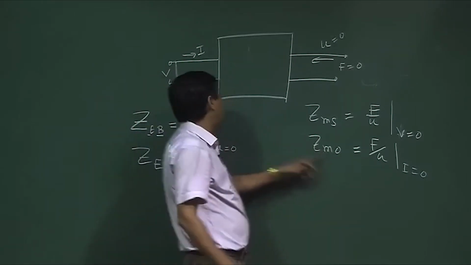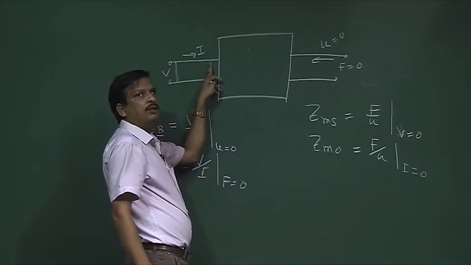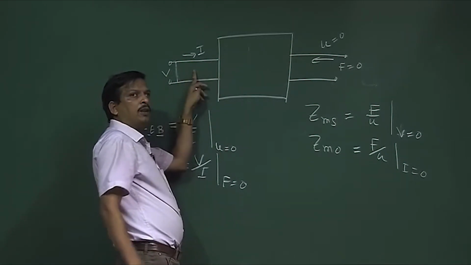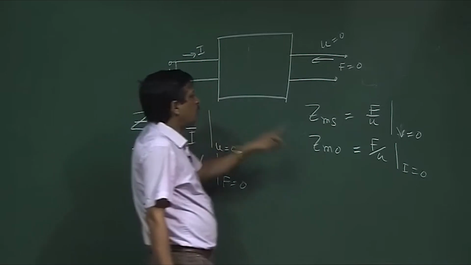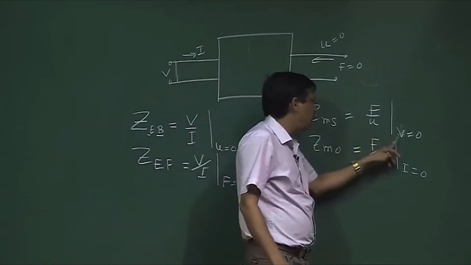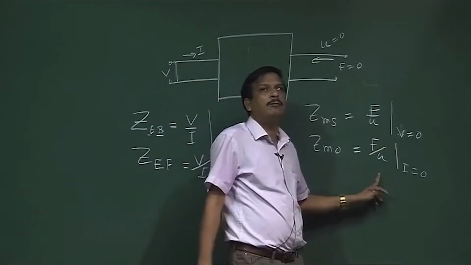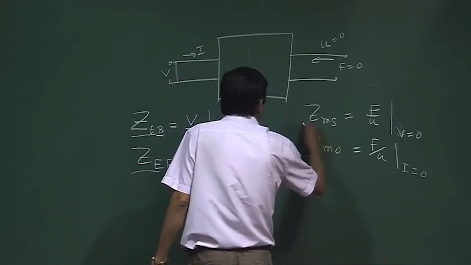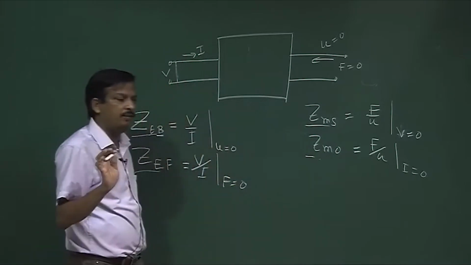When open circuit, it means no current is flowing, so I equals 0. Short circuit means current is flowing, but voltage equals 0. So, short circuit mechanical impedance, open circuit mechanical impedance. This terminology will be used later on. So, I think a clear understanding is done.